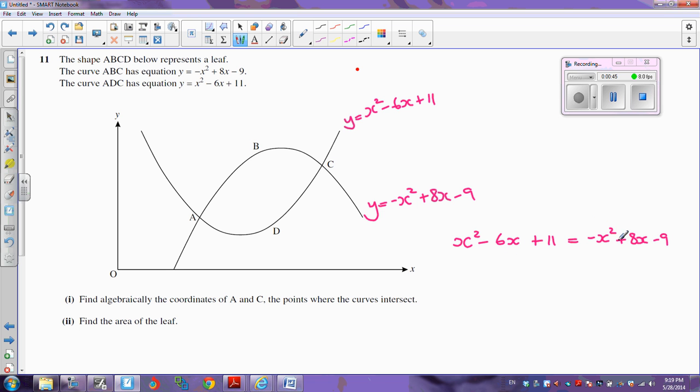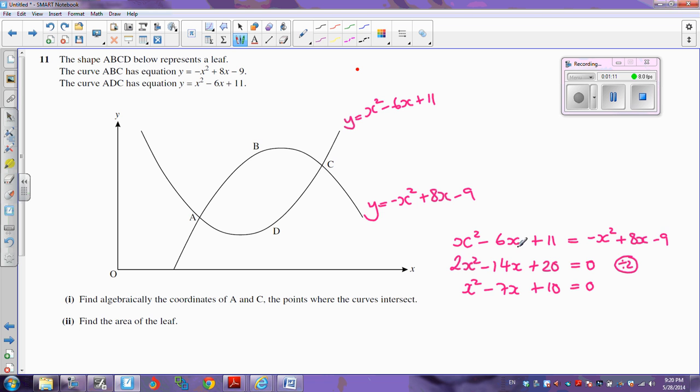Quadratic equation, so let's move everything over to the left. So adding this x squared, I'm going to have 2x squared. I'm going to subtract 8x, so that's minus 14x. And I'm going to add 9 to 11, which is going to give me 20, and that is equal to 0. Easiest way to solve that, don't try and factorise it yet, divide both sides by 2, so I've got x squared minus 7x plus 10 is equal to 0.